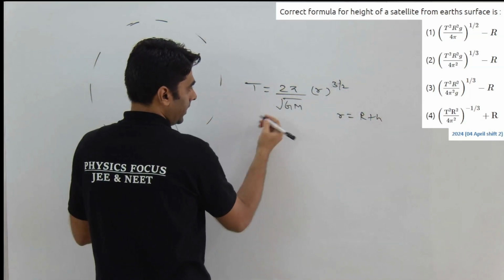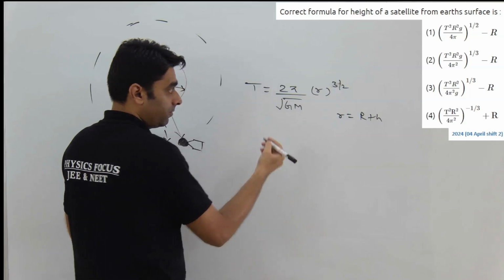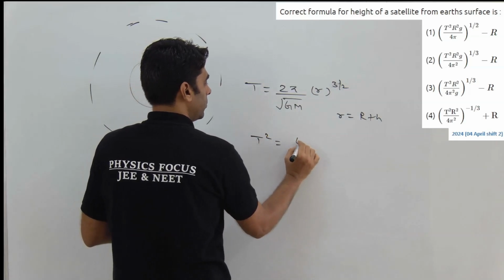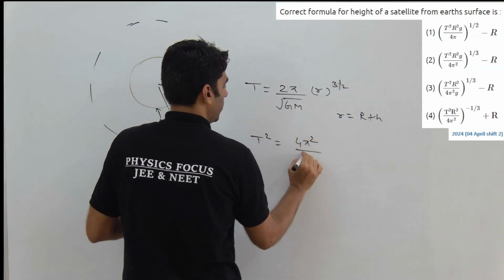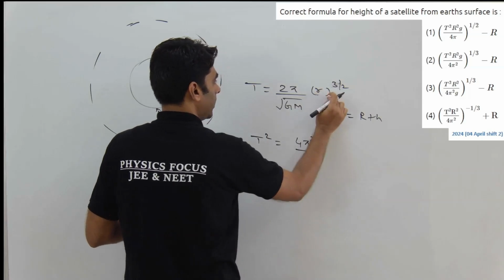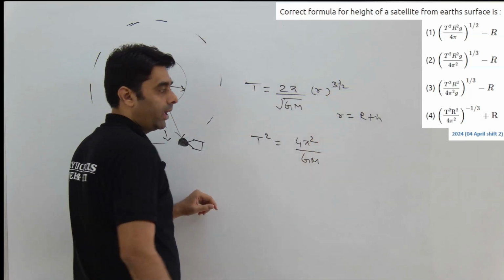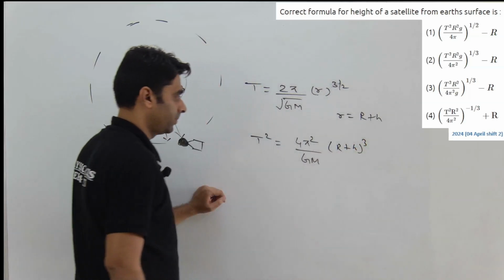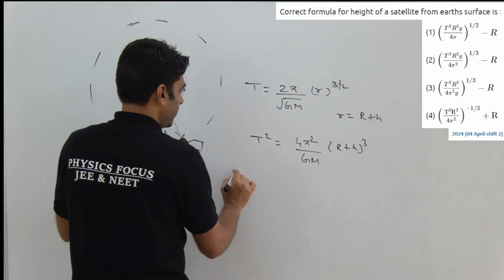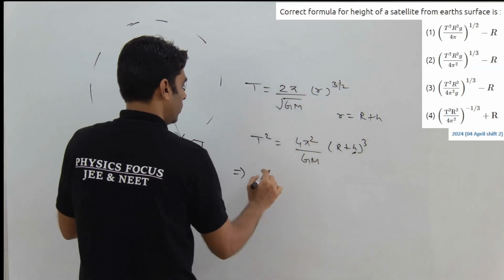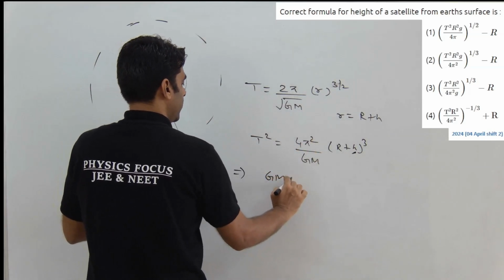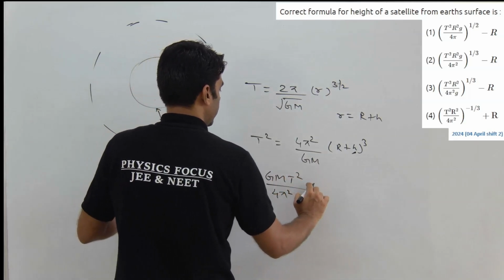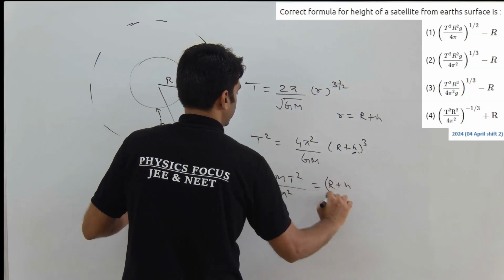So what can I write? Over here, if we square both the sides, we will get T square is equal to 4 pi square by GM, and in place of small r, I am putting capital R plus h. So this will become capital R plus h whole cube. Let's simplify this. We want h value. So over here, I can write GMT square by 4 pi square is equal to R plus h whole cube.